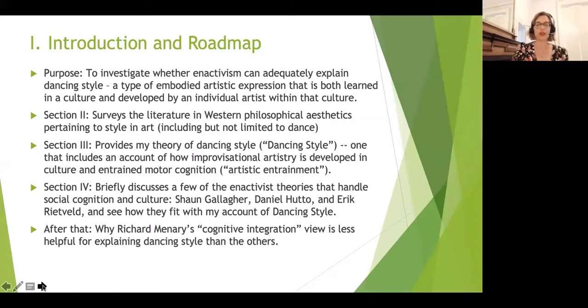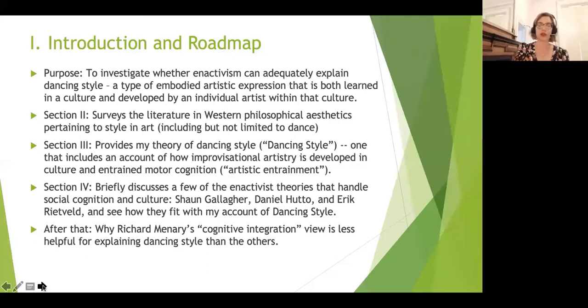I'll end this section by reasserting my view of dancing style as an activity theory of style, one that holds, among other things, that dancing style is a way of dancing that includes both choices and unconscious elements. I'll then use this theory to form the basis for the theoretical desiderata for what I'll be looking for in the enactivist theories in section 4.